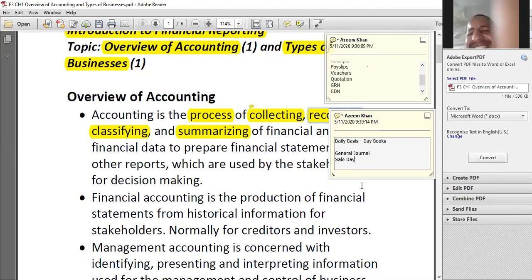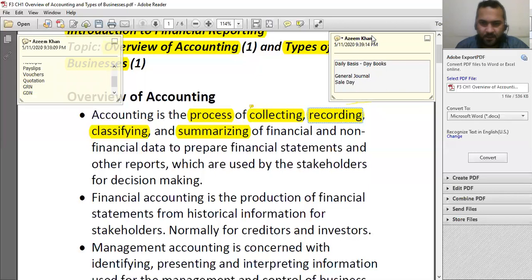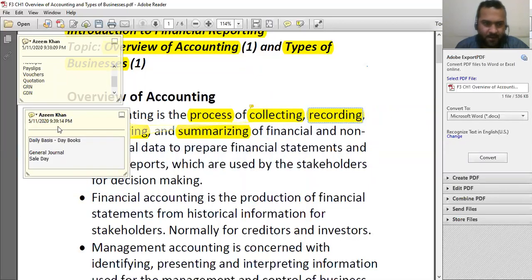Okay, we are moving on. So in the second step regarding financial accounting, we have recording, and we are going to record through day books. Common examples: general journal, sales day book, purchase day book, you may have a cash book, a petty cash book, a bank book. So these are the common examples of day books.